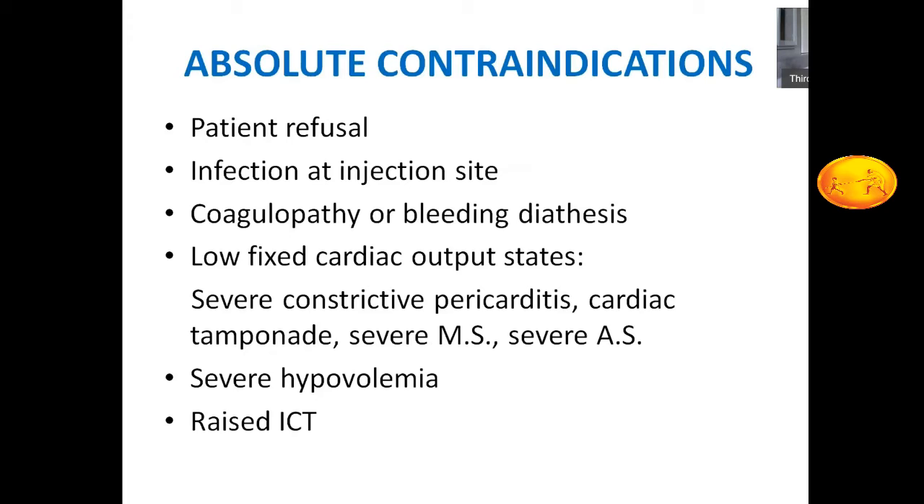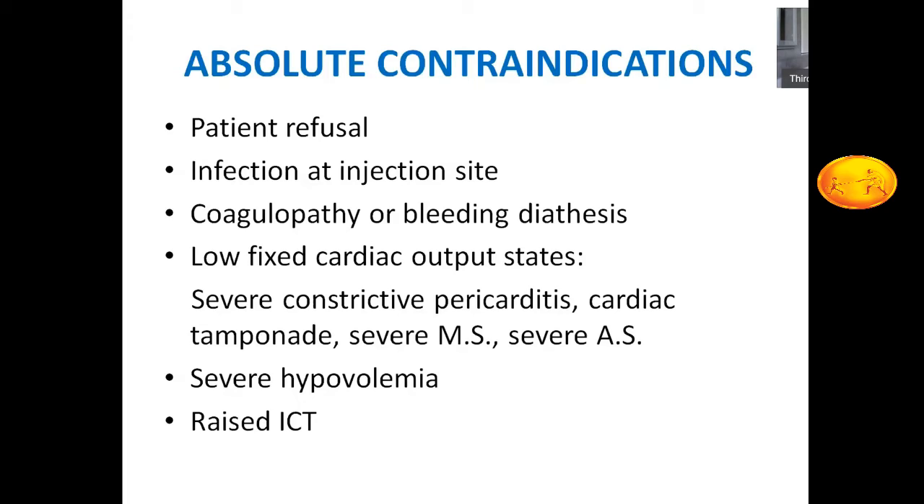But there are some absolute contraindications for spinal anesthesia. First and foremost is the patient's refusal. If the patient is not willing to have a needle pierced in his back, then this is a contraindication for giving spinal anesthesia. Then infection at the site of the injection. If we are inserting the needle through that infection, as I already mentioned, the problem with the spinal is that the infection may go into the CSF, causing meningitis. So this is again an absolute contraindication.